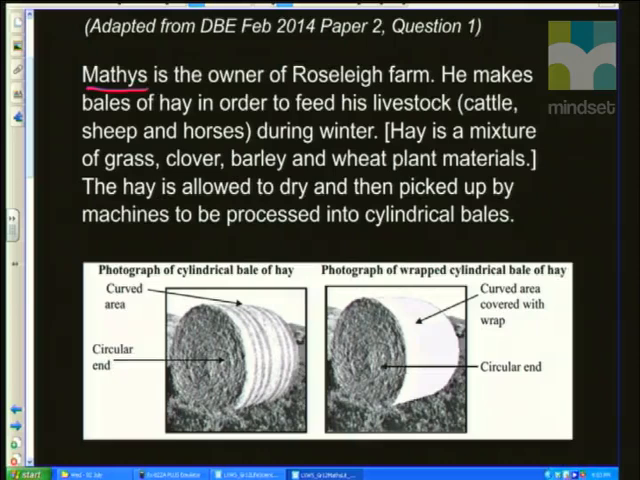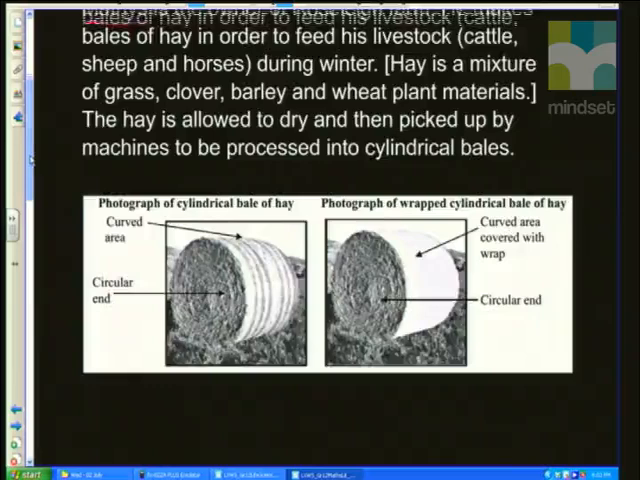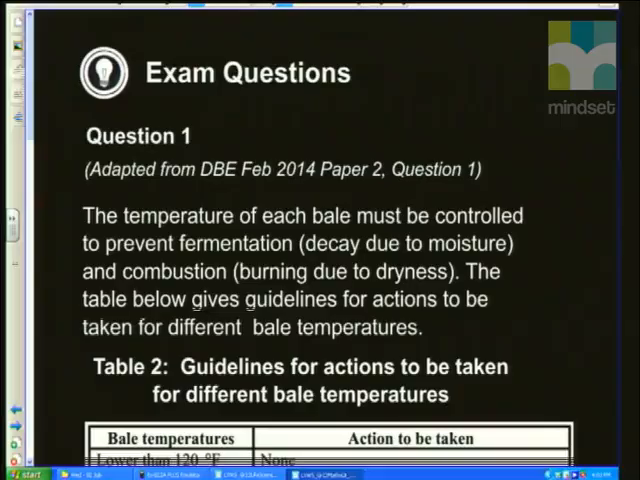They roll it up for winter feed into these cylindrical bales. We call one of these things a bale. But the question that we want to look at is about this.